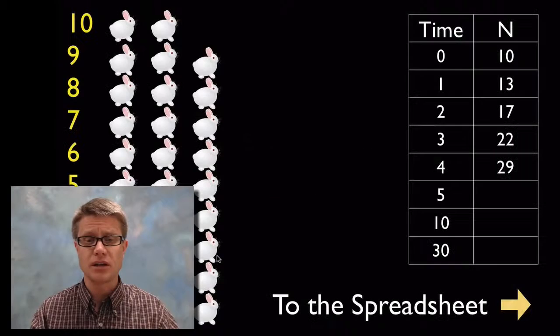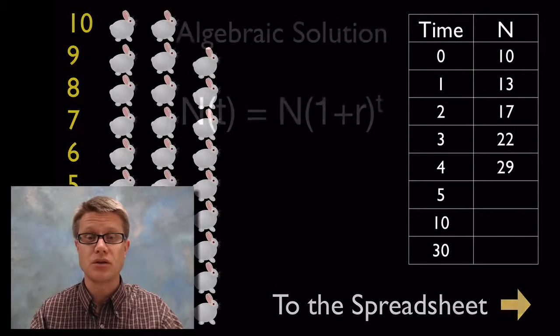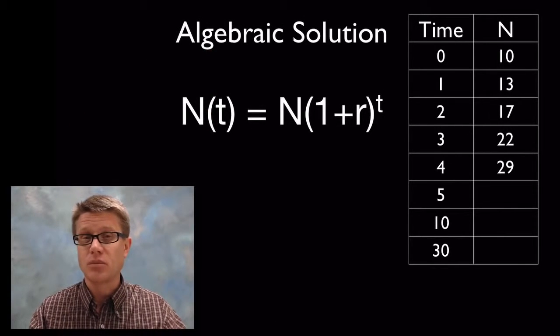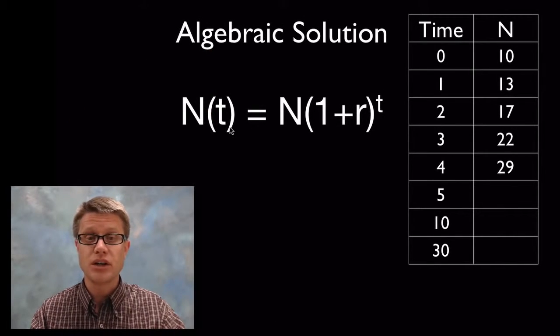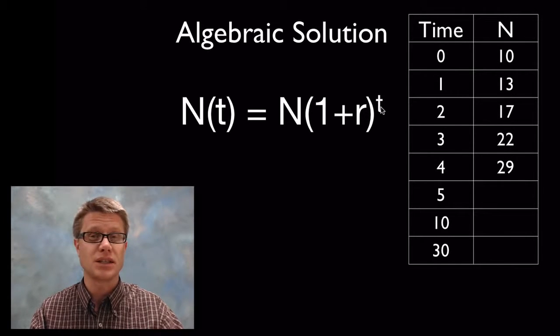Sometimes you just need a calculator and a little bit of algebra. So let's go to the algebra. This is going to be the algebraic solution to this. And so we've got an equation for exponential growth. The change in n over t is going to be equal to n, which is going to be our population size, times 1 plus r, where r is going to be the growth rate, and then we're going to raise that to t, where t is going to be equal to time.